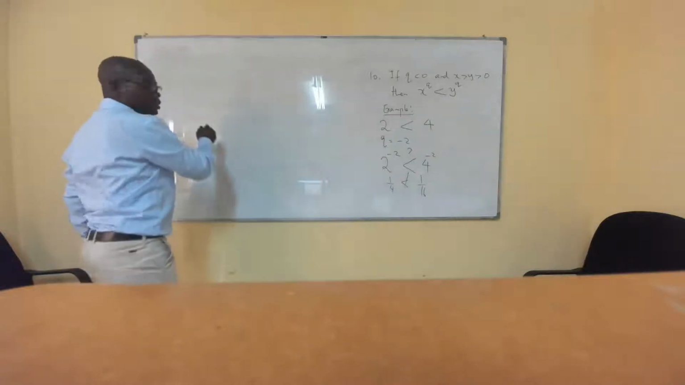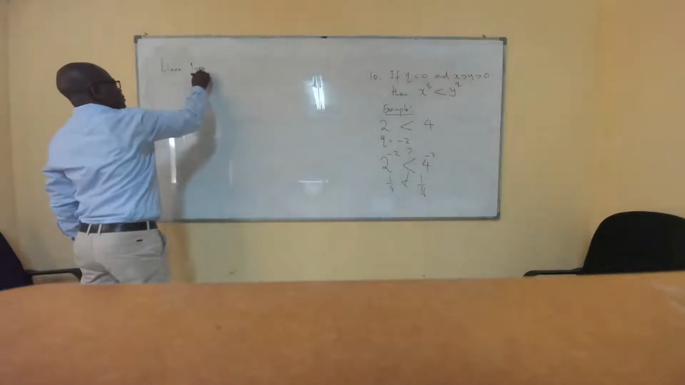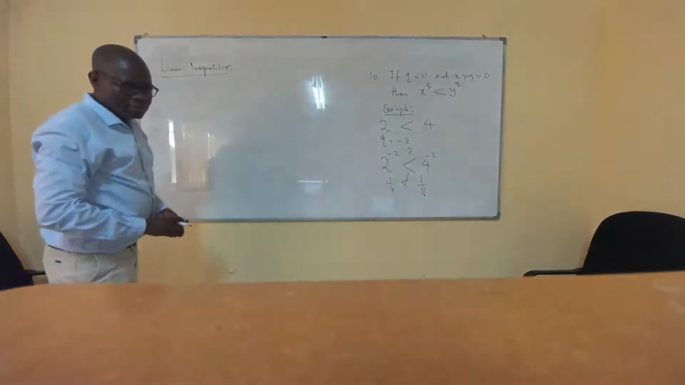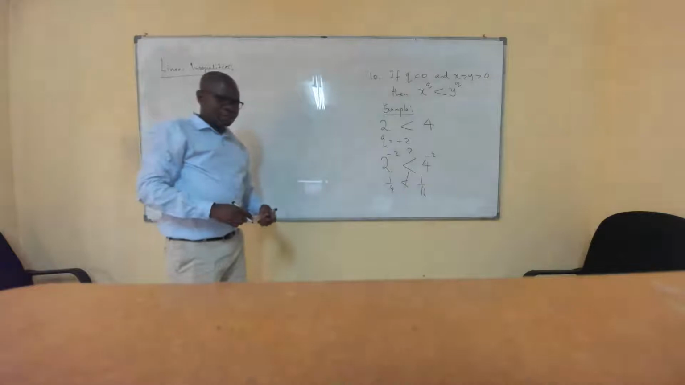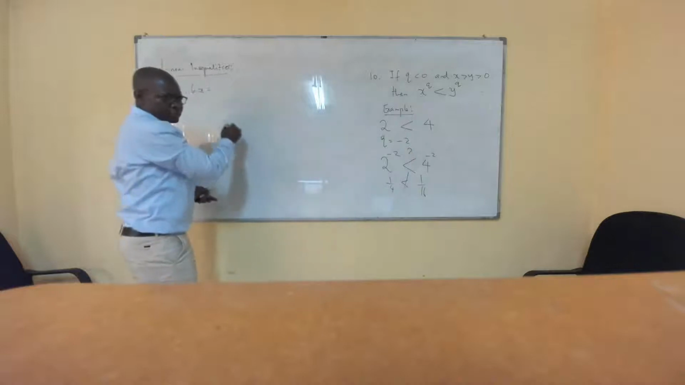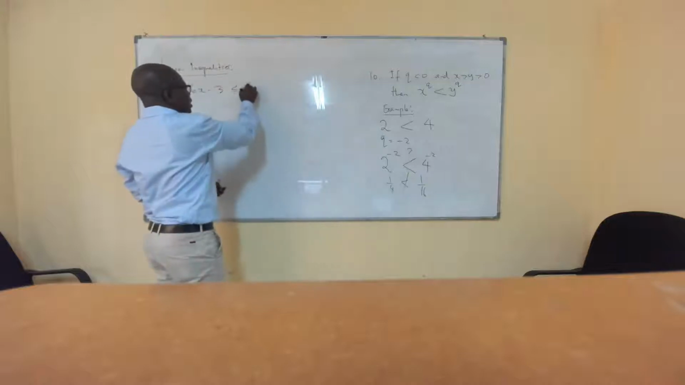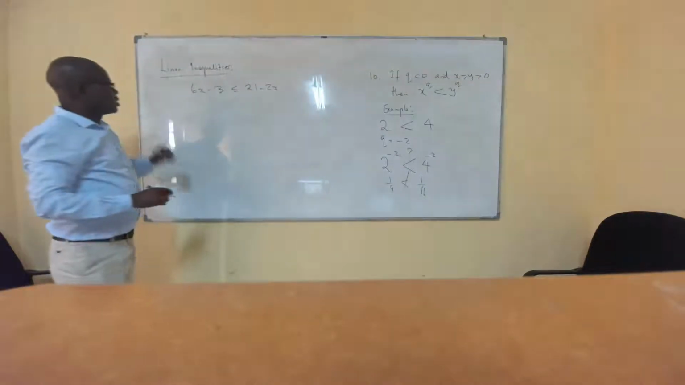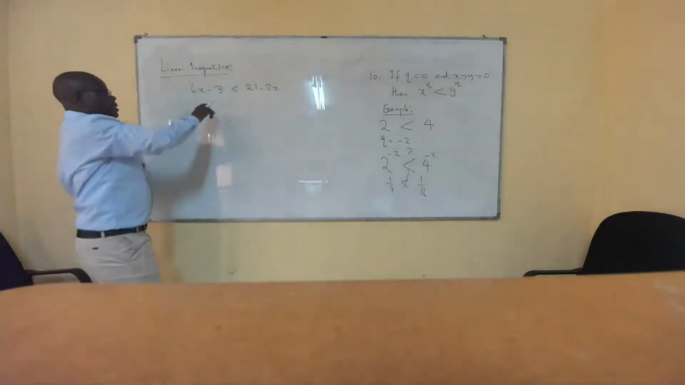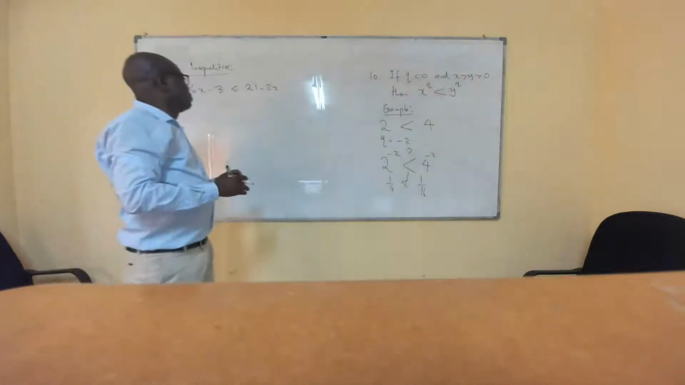An example on linear inequalities. An example that we could look at is simplifying the following inequality. We are given 6x minus 3 is less than or equal to 21 minus 2x. If you look at this, we have to apply those properties. We need the terms with x to be on one side and those without to be on the other side.